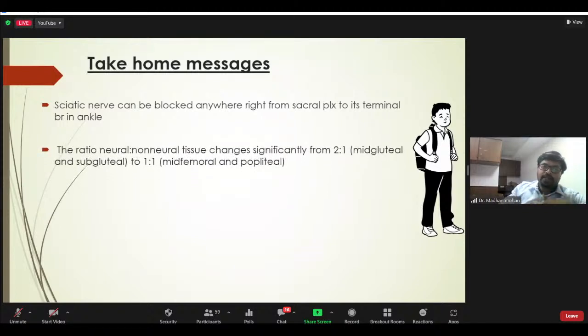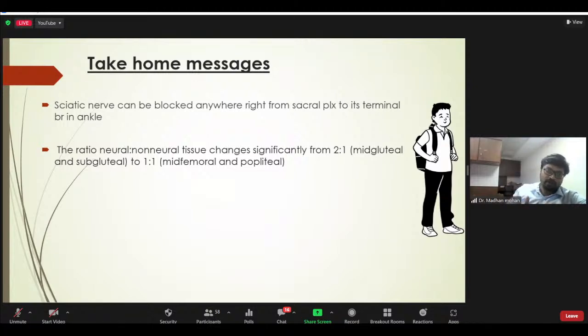And if you take the ratio of neural to non-neural tissue, suppose if you go to the microanatomy of sciatic nerve, which will be discussed by my colleague, the neural tissues will be more in the proximal region. Suppose if you are blocking the sciatic nerve at the parasacral region, the neural elements will be more compared to the popliteal sciatic and further down. The ratio will be somewhere 2:1 because the connective tissues will be very less in the proximal region. So that is why you get a faster onset of blockade at the proximal level. Also, it adds to more chances of getting the nerve injured.